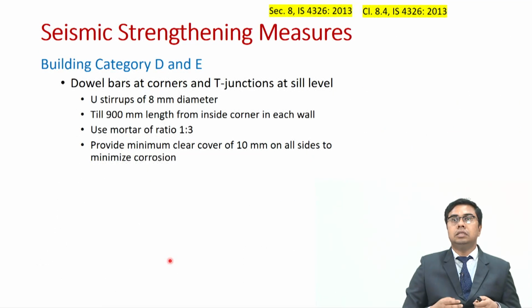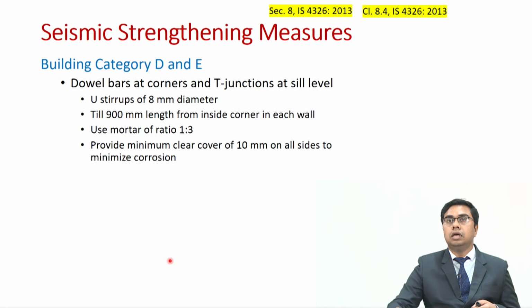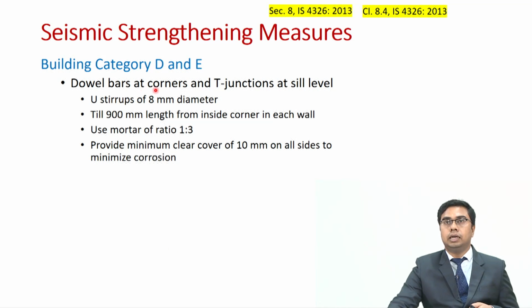Apart from these, particularly in building category D and E, we also sometimes use double bars at corners and T-junctions at sill levels. These double bars are in the form of U stirrups of 8 mm dia till 900 mm length from inside corner in each wall.